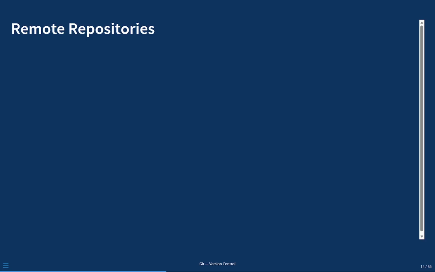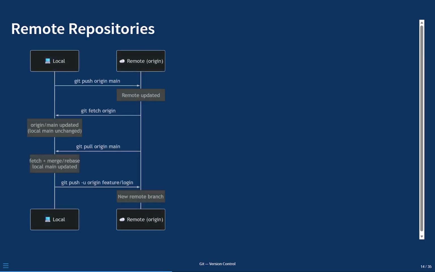Up to now, we have been talking about everything happening locally. Let's bring in remote repositories, the how of sharing work with a team. Click. The sequence diagram tells the story clearly. git push origin main sends your local commits up to the remote. The remote is updated. git fetch origin is the safe option.